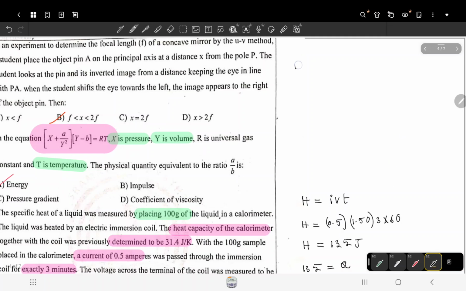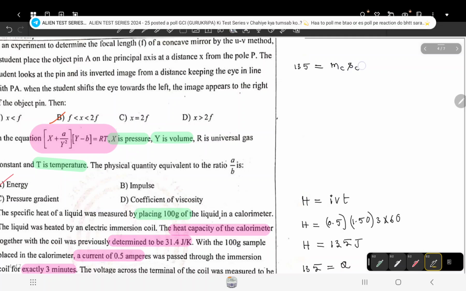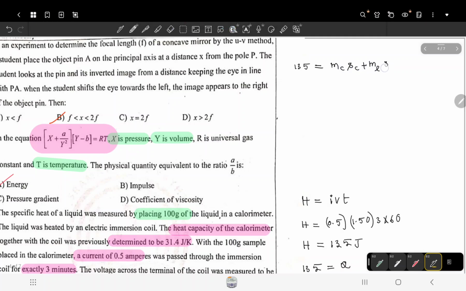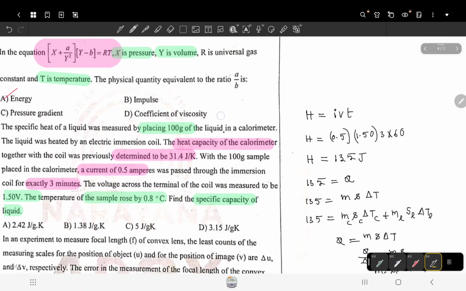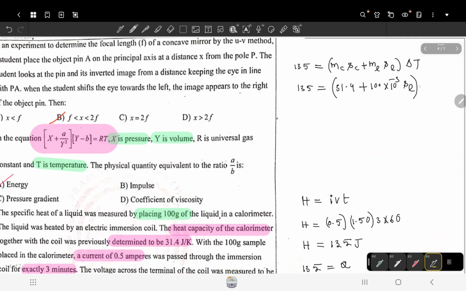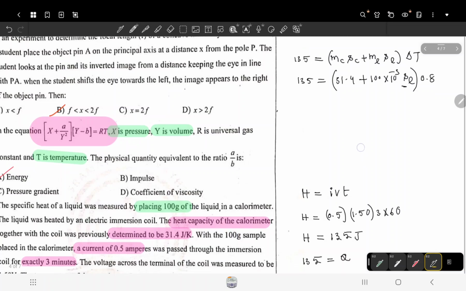Therefore 135 will be equal to mcsc plus mlsl into delta T, right? Therefore 135 will be equal to mcsc, which is given as 31.4, plus ml, which is 100 gram, that is 100 into 10 power minus 3, into SL into delta T. The delta T will be equal to 0.8. Therefore do this calculation and you will get an answer, right?